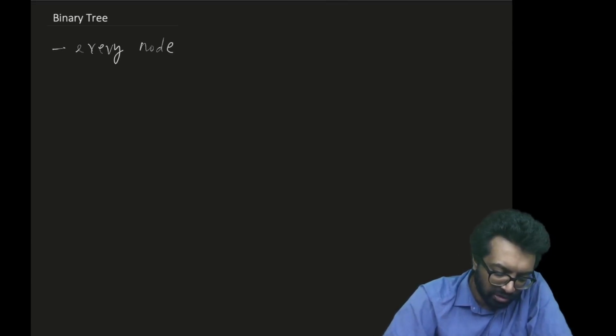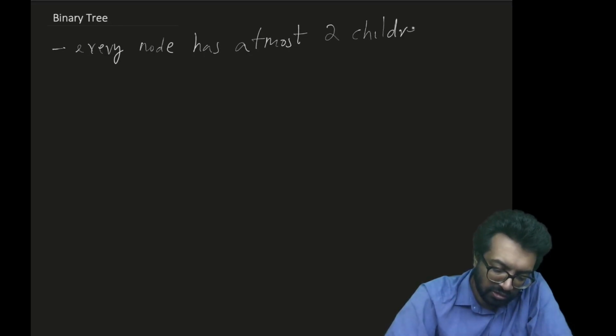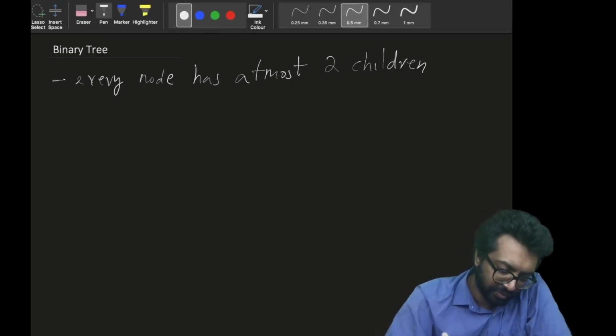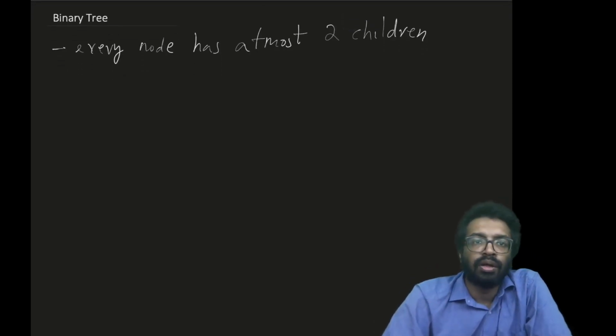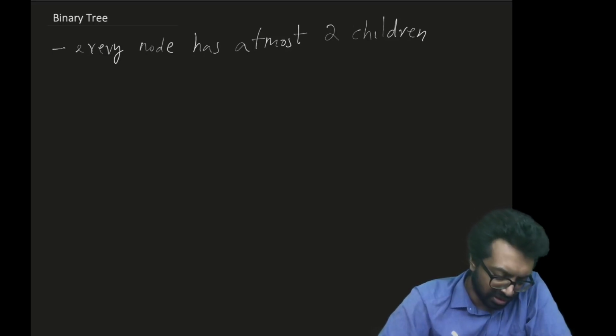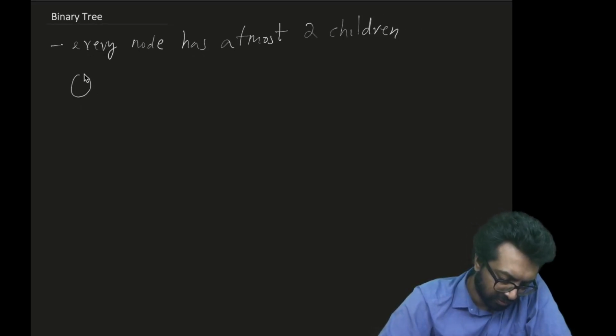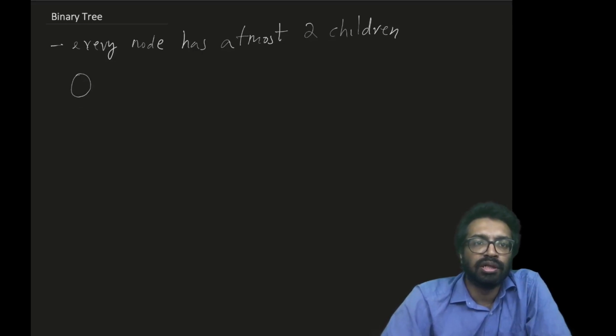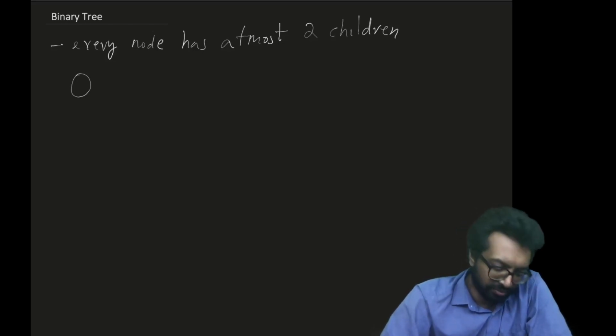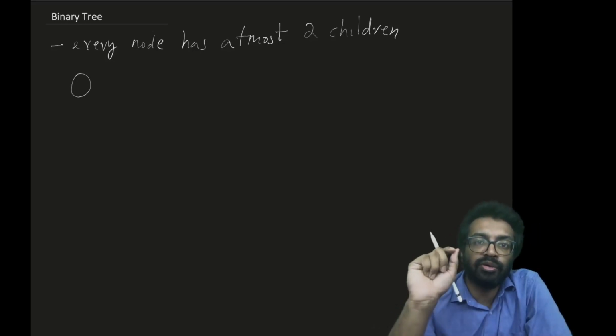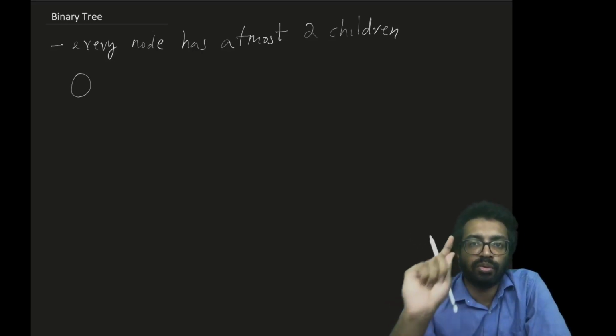Every node has at most two children. Okay. So let's look at some examples. What about this? This is a binary tree with one node. And is it a binary tree? Yes, because it has no children, it has zero children. So fine. So remember, every node has at most two children, so it can be zero, one, or two children.